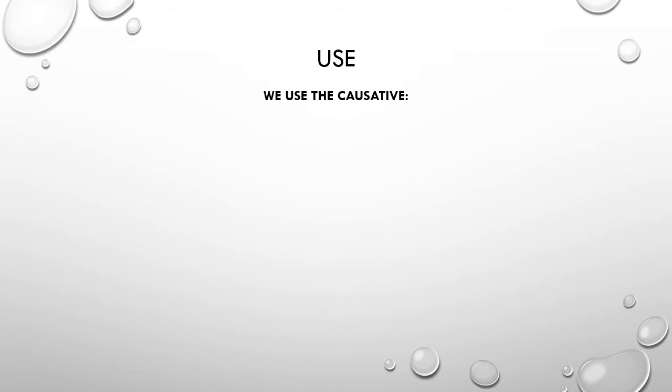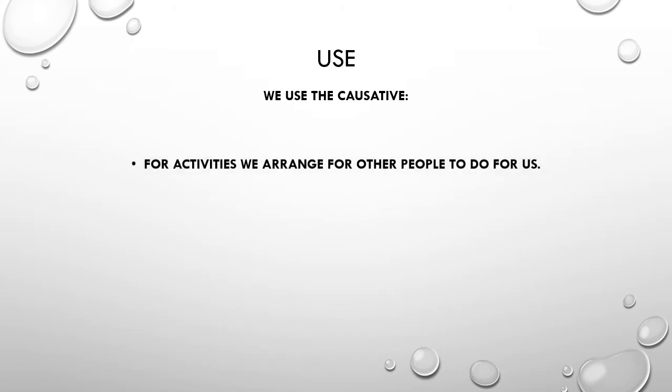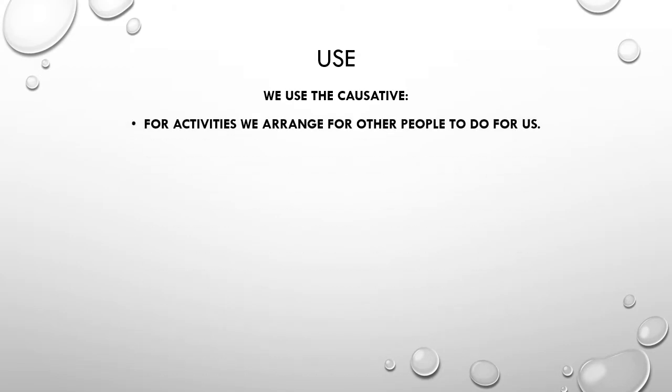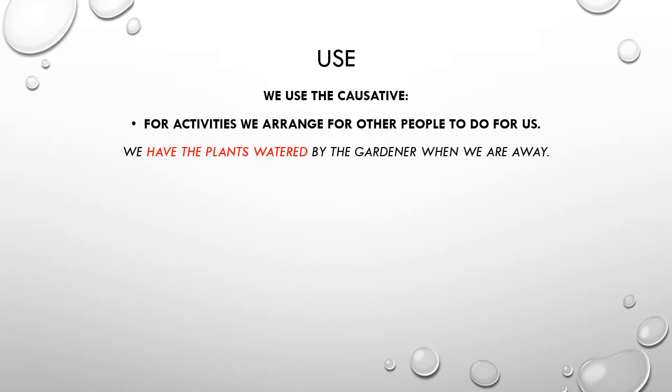So, when do we use the causative? We use the causative for activities we arrange for other people to do for us. For example, we have the plants watered by the father when they are away. In this sentence, we have the structure have the plants watered, which is the causative.